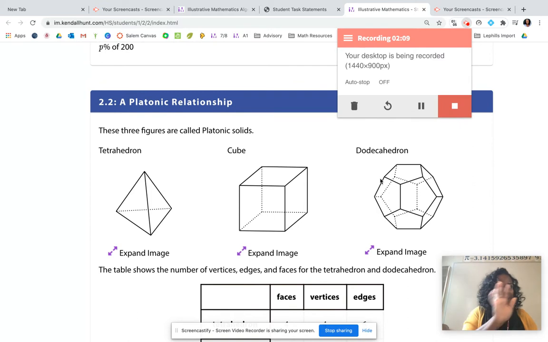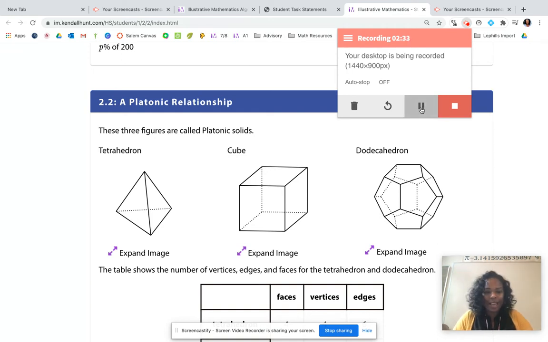Here is 2.2. To start with, there are three figures shown, a tetrahedron, a cube, and a dodecahedron. Take a minute, pause again, just to write down at least two similarities between the three figures and two differences.